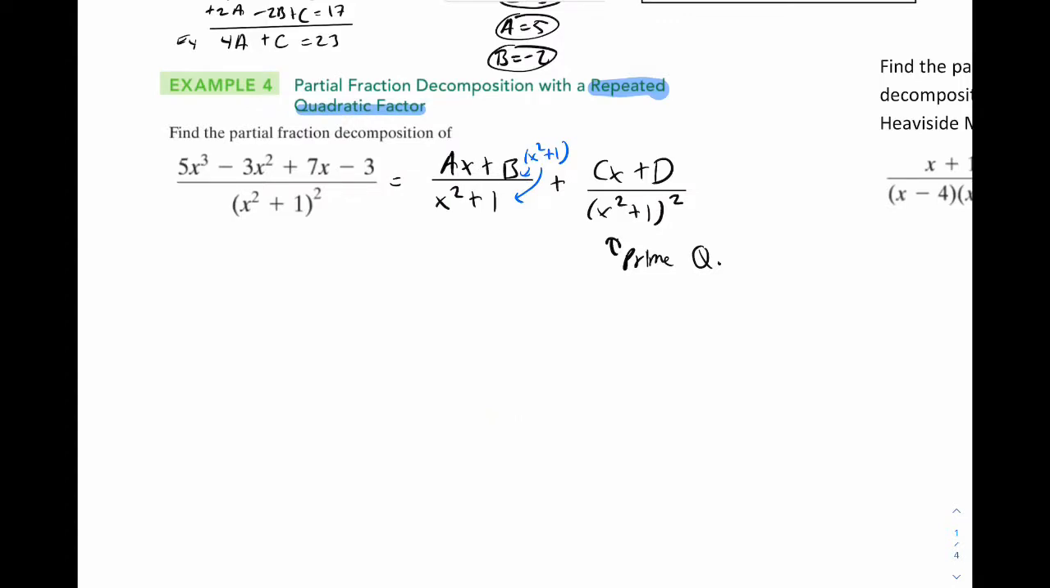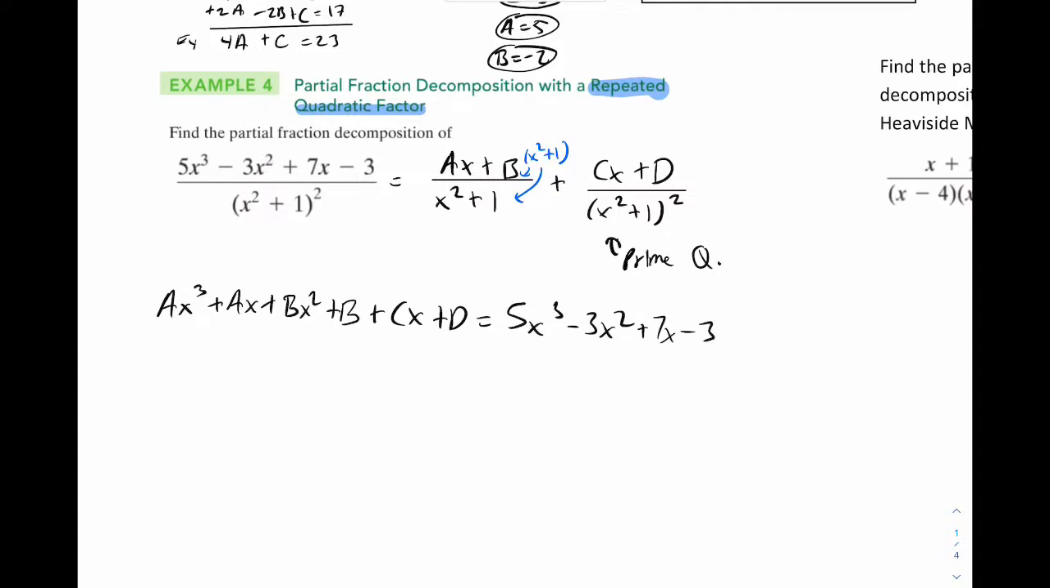That would be ax to the third plus ax plus bx squared plus b plus cx plus d, and that should be your numerator, which is 5x cubed minus 3x squared plus 7x minus 3. Now let's take a look at our comparisons. Here's my x cubed. There's only one other x cubed. Look at that, that's really nice. That means a must be 5.